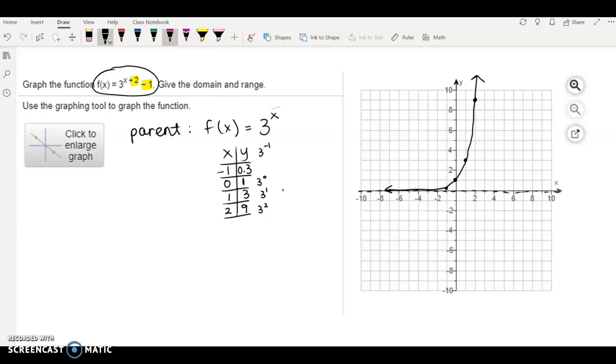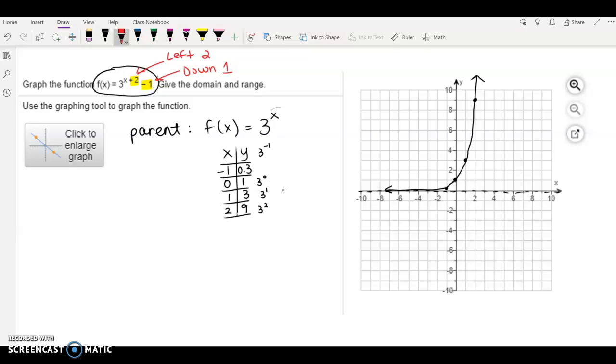Now what we want to do is reconsider the plus 2 and the minus 1 and what those are telling us. The plus 2 is on the inside, so we do the opposite. Since it's adding 2, that actually means it's shifting our graph to the left 2. The minus 1 is on the outside. It's not in the exponent, so that is going to shift our graph down 1.